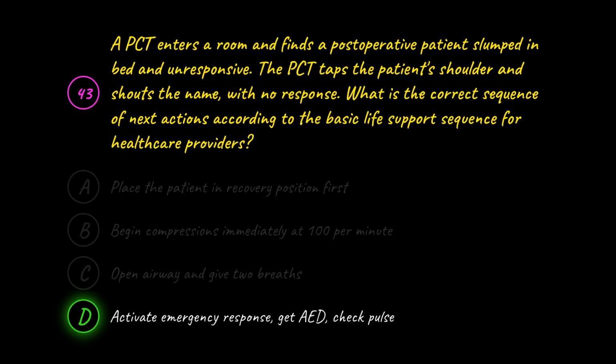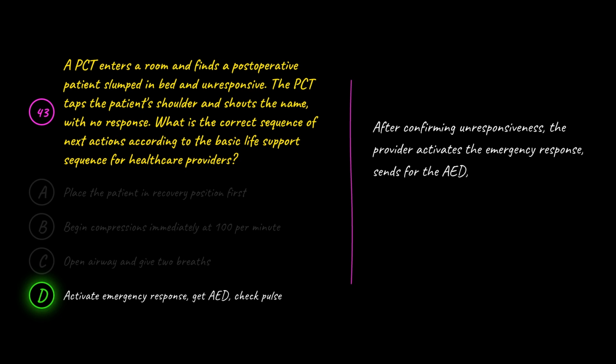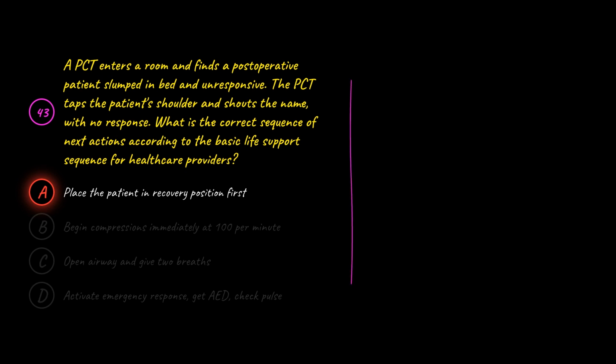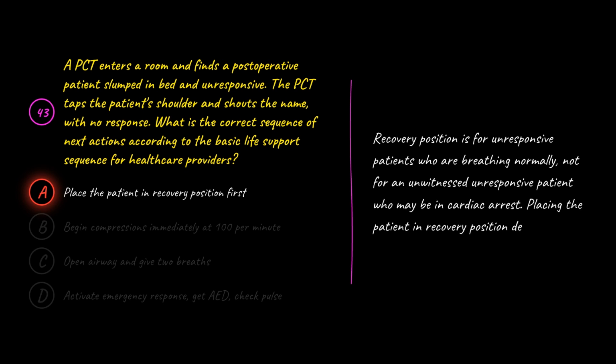The correct answer is D. Activate emergency response, get AED, check pulse. D is correct because after confirming unresponsiveness, the provider activates the emergency response, sends for the AED, then checks pulse and breathing simultaneously for no more than 10 seconds before starting compressions if needed. A is wrong because recovery position is for unresponsive patients who are breathing normally, not for an unwitnessed, unresponsive patient who may be in cardiac arrest. Placing the patient in recovery position delays activation and possible defibrillation.